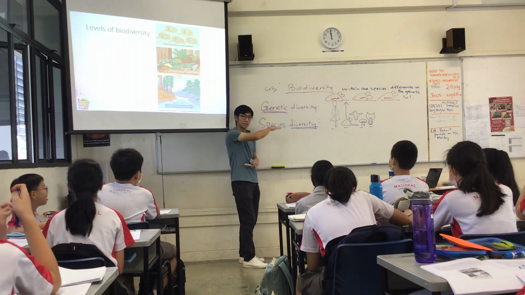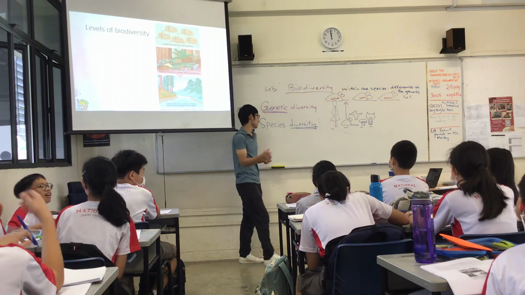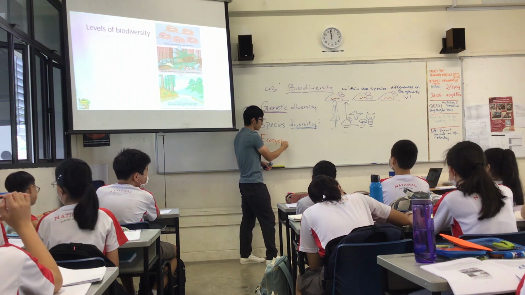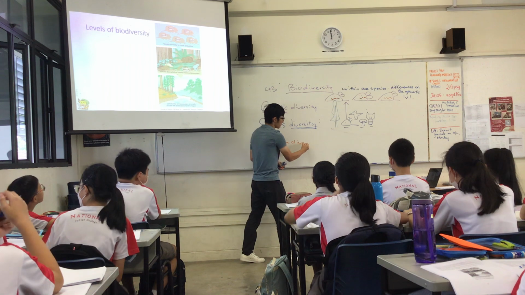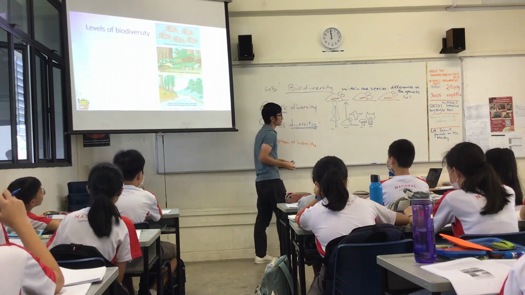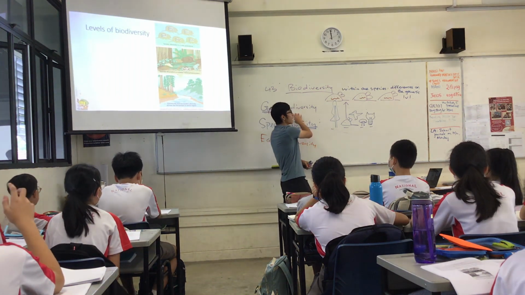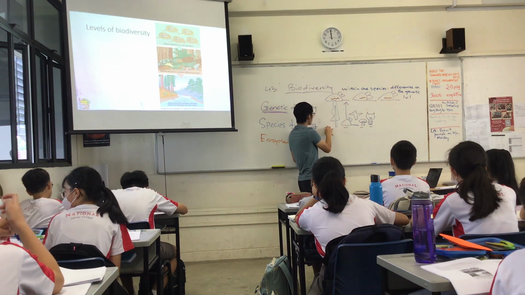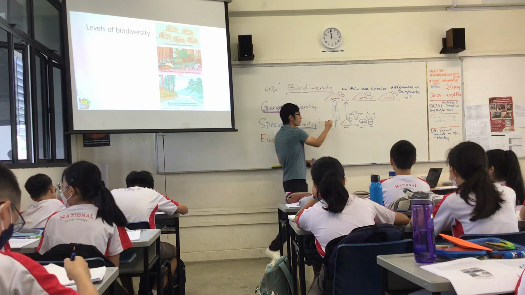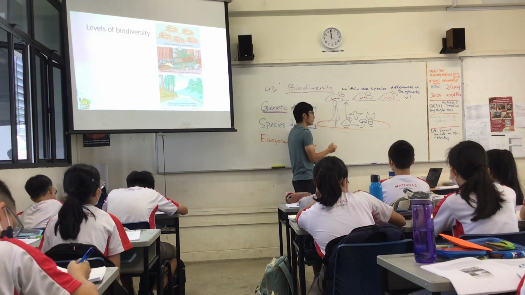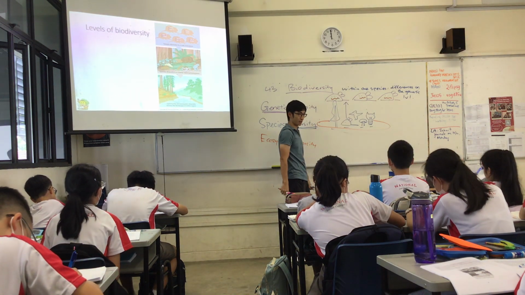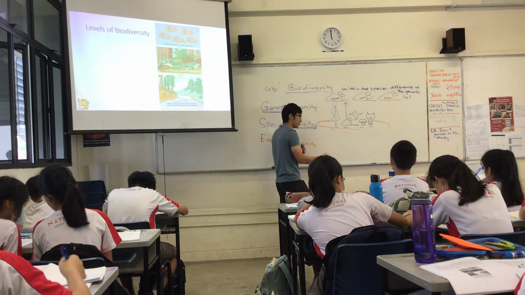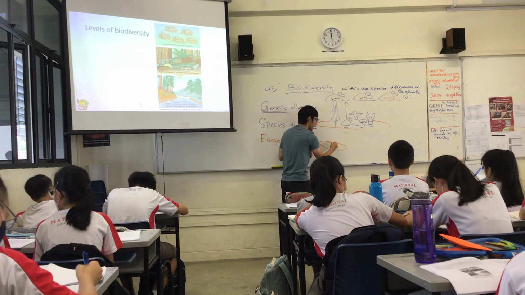The next level of diversity, we go one level higher. We look at ecosystem diversity. On the genetic diversity, we look at one species, different DNA. We look at species diversity, we look at one habitat with different species present in one habitat. When we look at ecosystem diversity, we are looking at a place that has many different habitats.